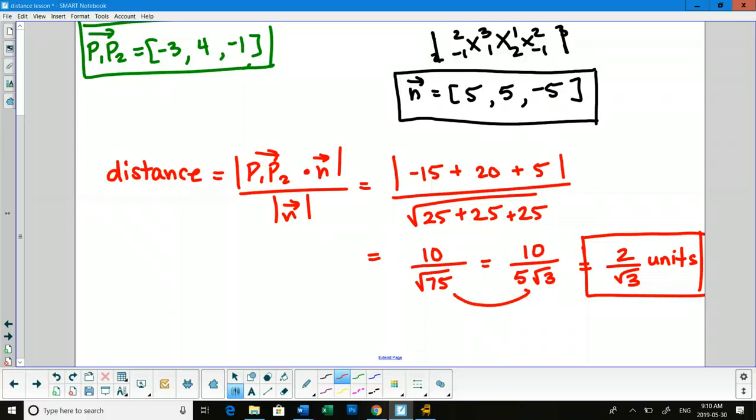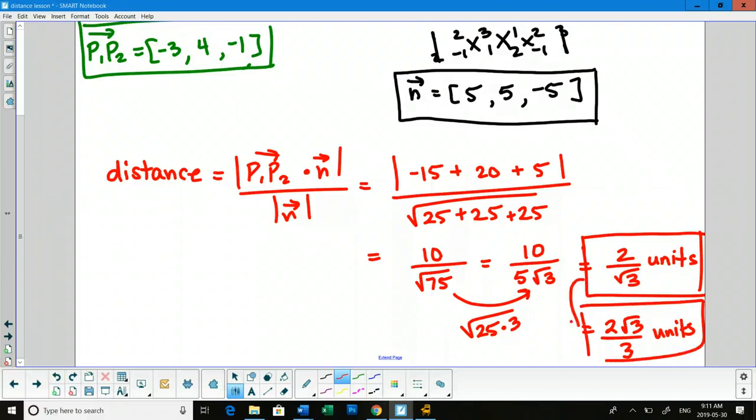Okay, so to get from here to here, I was splitting 75 up into 25 times 3, and then I took the square root of 25 to get 5. Or you can just reduce the normal, and then it'll be all reduced for you. That's what I did, but it still gives 2 over root 3. Yeah, so I have to rationalize it. Proper form would be 2 root 3 over 3 as the rationalized denominator.